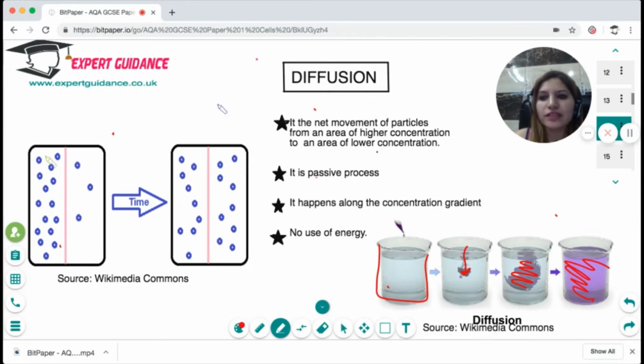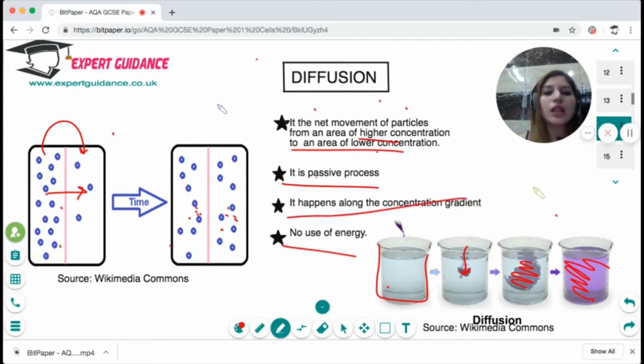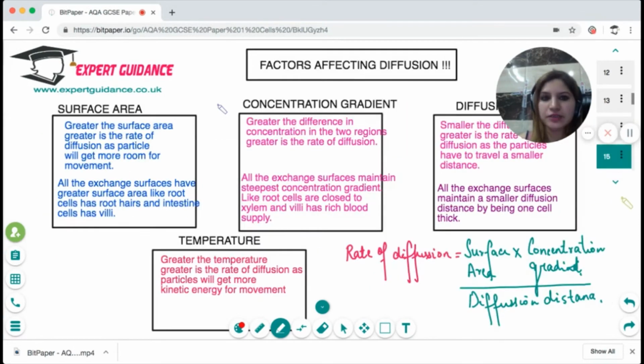You can see with this example there are more particles on the left side as compared to the right side. So the particles, with time, move from the left side towards the right side until the concentration of the particles is equal on both sides. This phenomenon is diffusion. Now, if it comes in the exam, how will you define diffusion? You will say it is the net movement of particles from an area of higher concentration to an area of lower concentration. It is a passive process, so it does not require energy as the particles move along the concentration gradient.